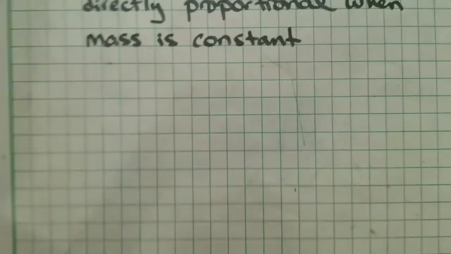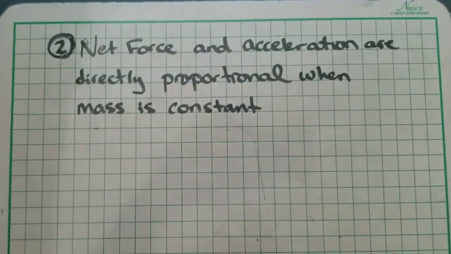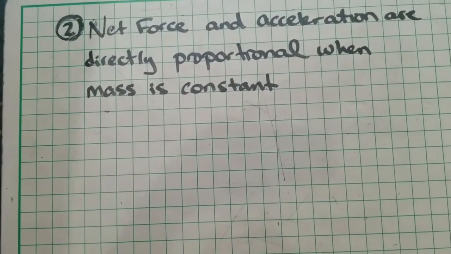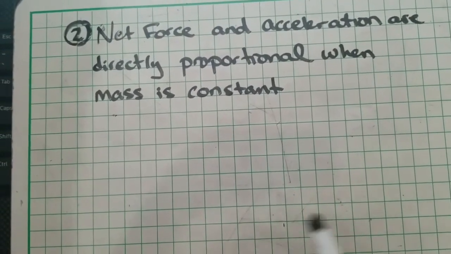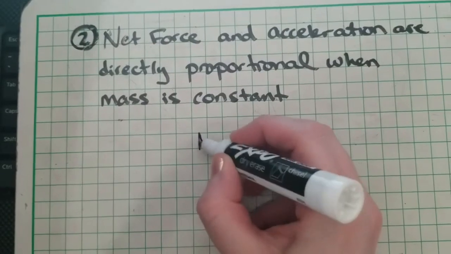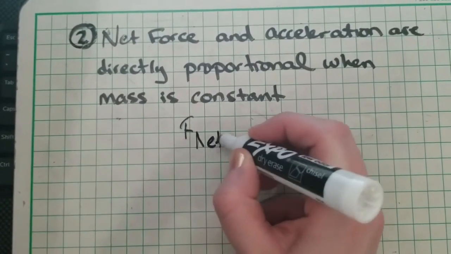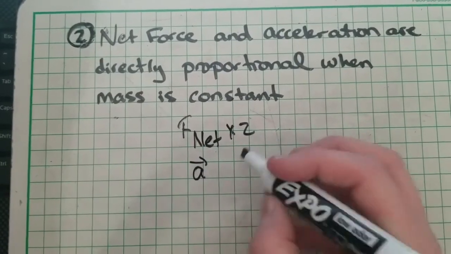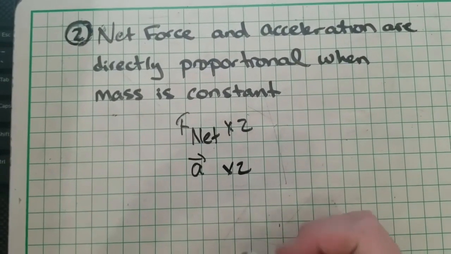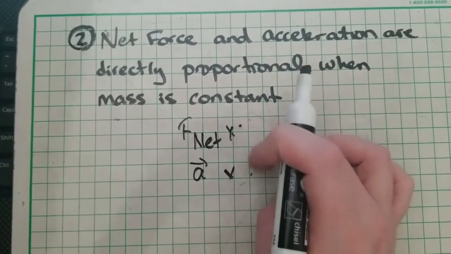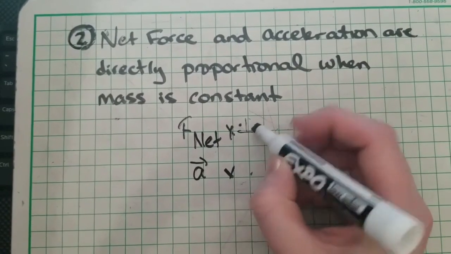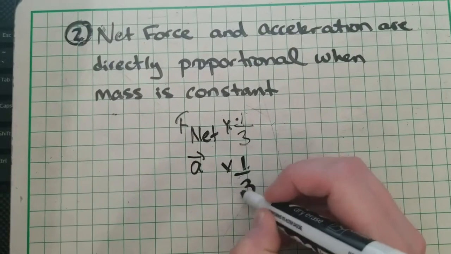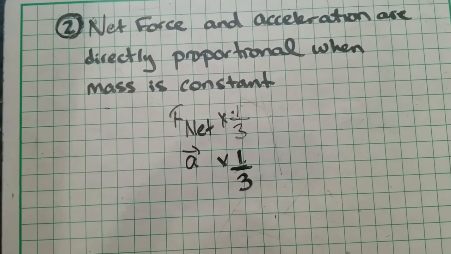Second concept is that net force and acceleration are directly proportional when mass is constant. So if the net force is doubled, then the acceleration is also going to be doubled. If we decrease the net force by a third, we would also have to decrease acceleration by a third as well.